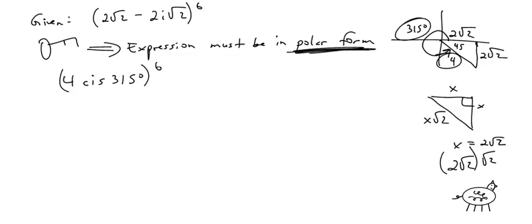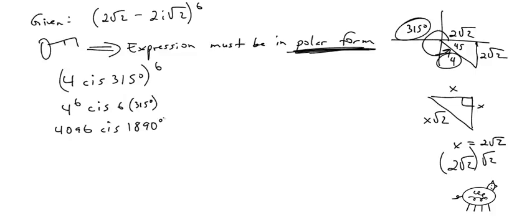All right. Now I can apply de Moivre's theorem. Well, that's really easy. It's just saying 4 to the 6th cis 6 times 315 degrees. So 4 to the 6th is 4,096, cis 1890. That was a good year.